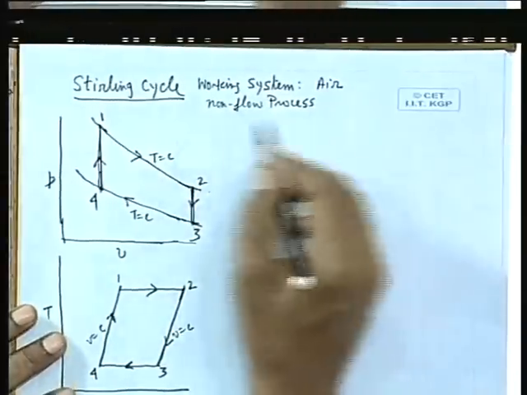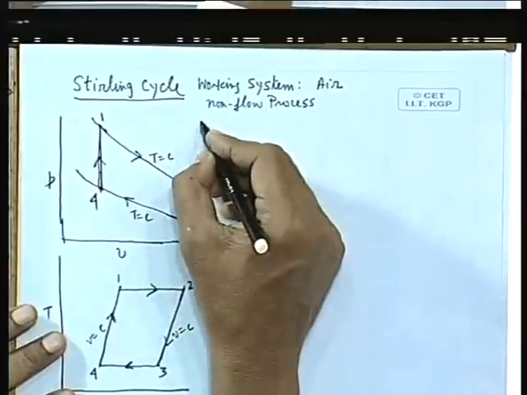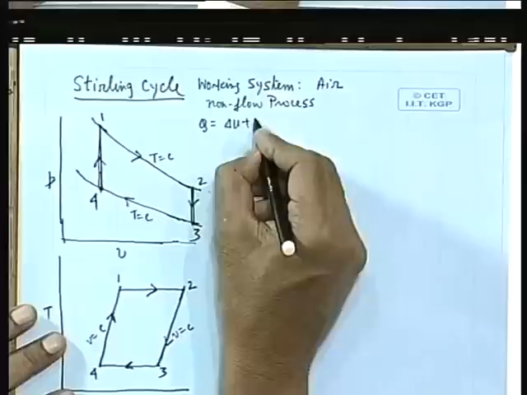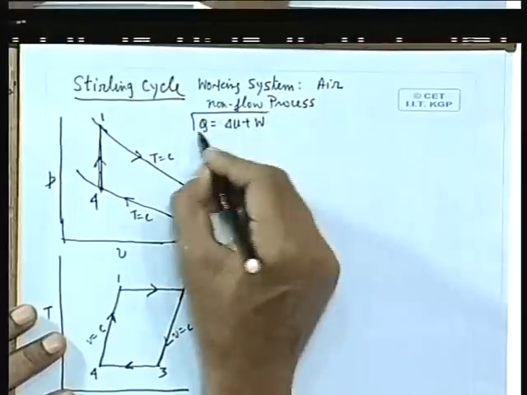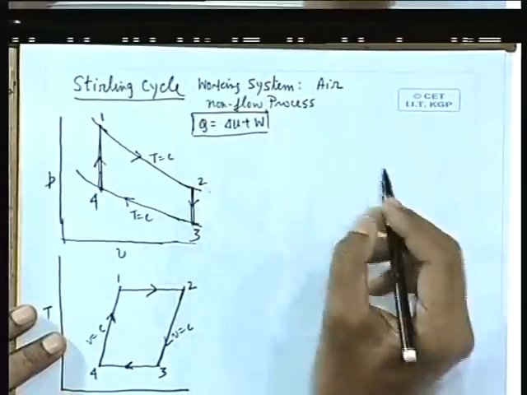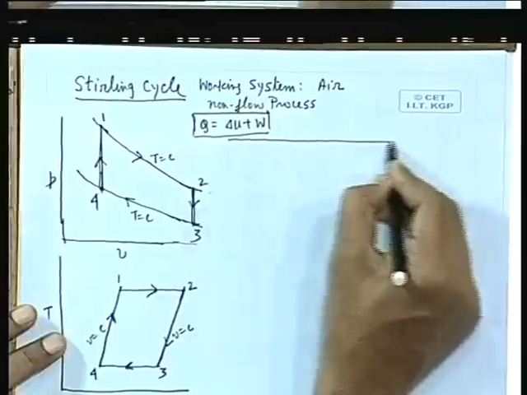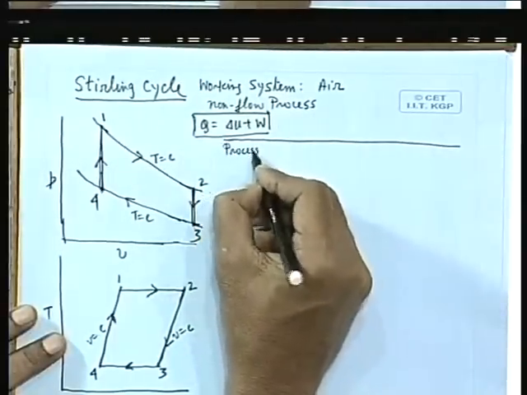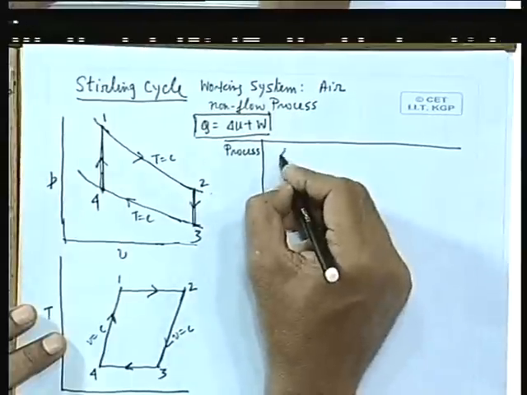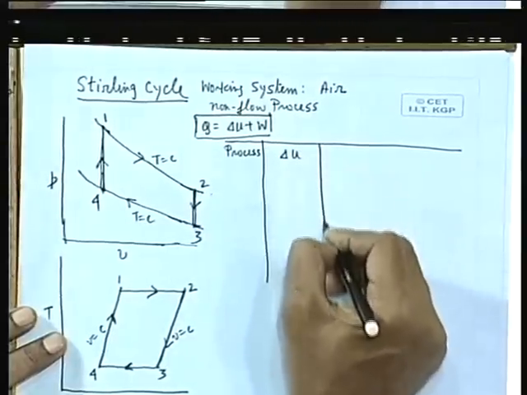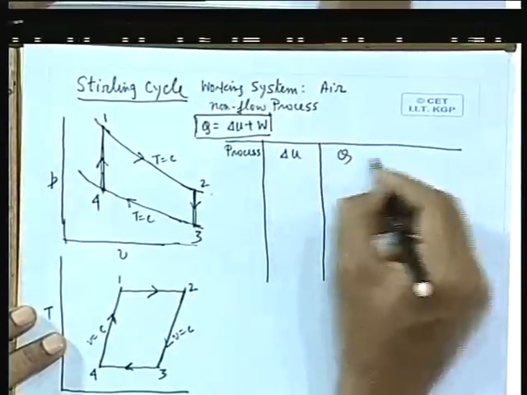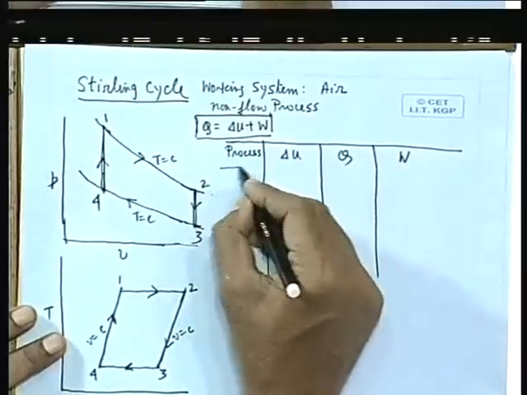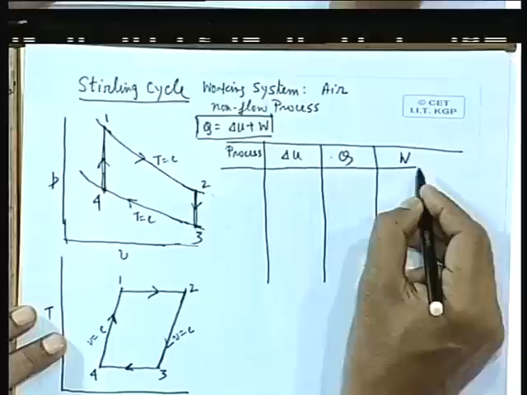Now, working system air and non-flow process. Non-flow process means I can write that Q is equal to delta U plus W, which is very important. And as you know, we used these things earlier also, and now we draw this table as usual. That means process, then delta U, then Q, and then W. It may be like this, earlier I wrote W here and Q, it does not matter.